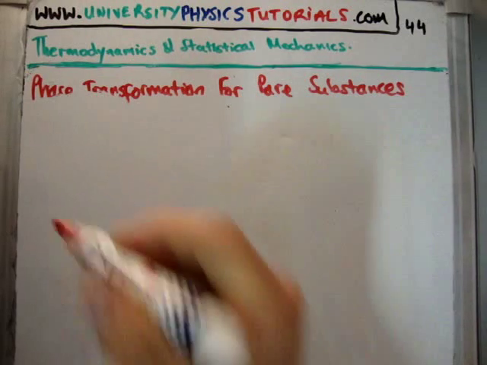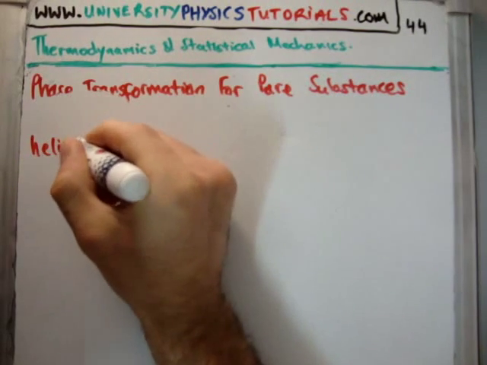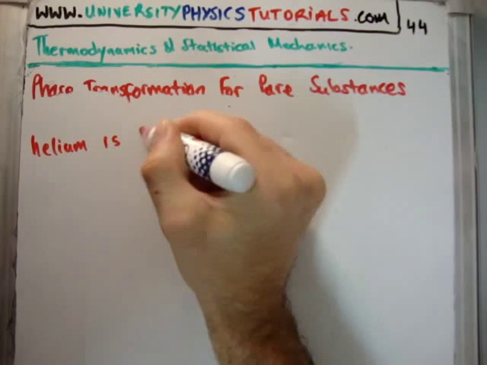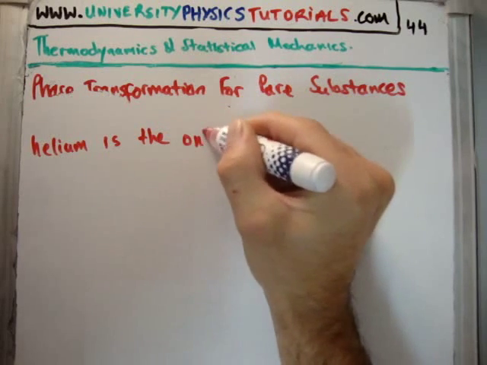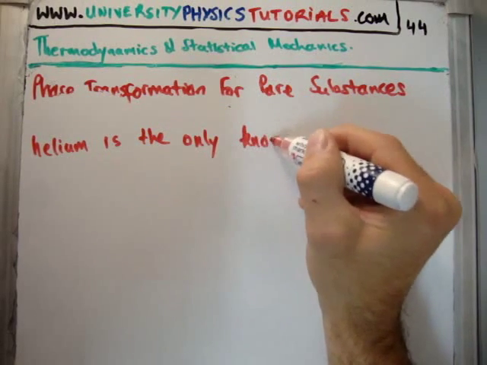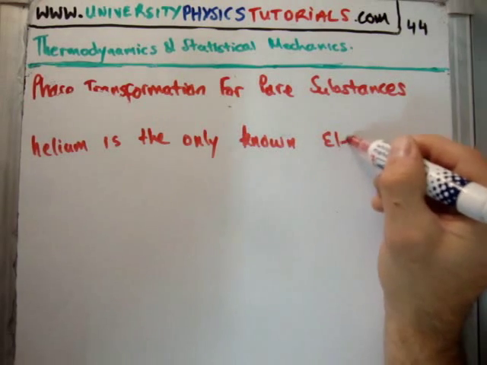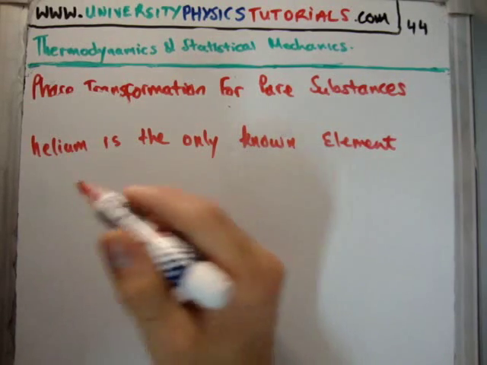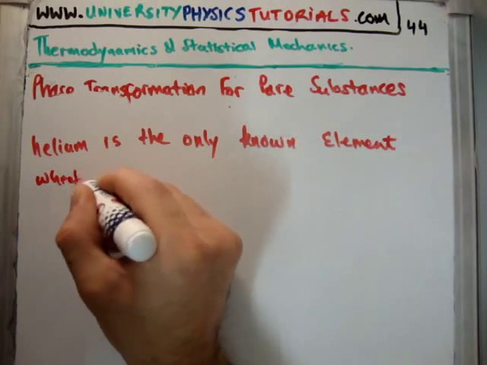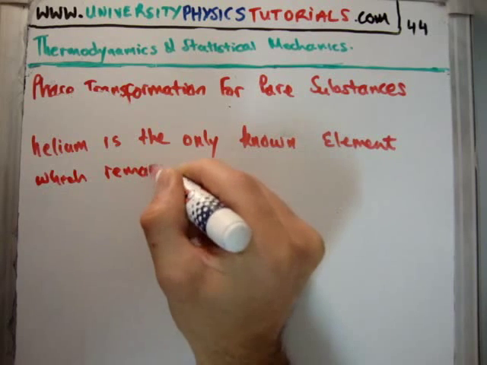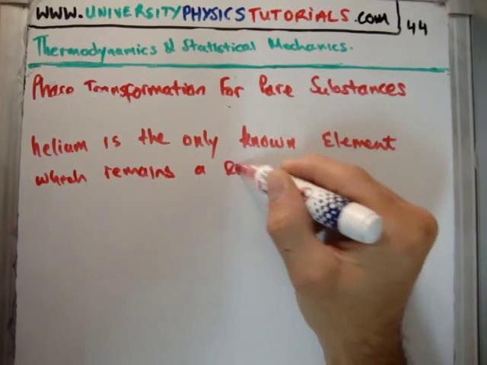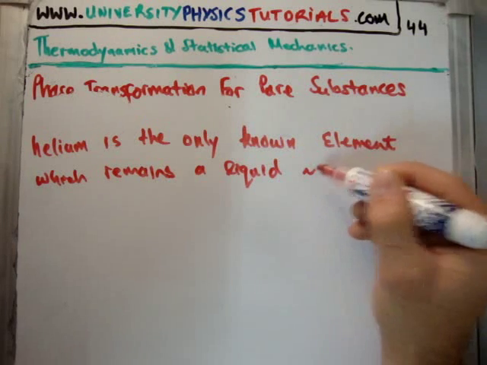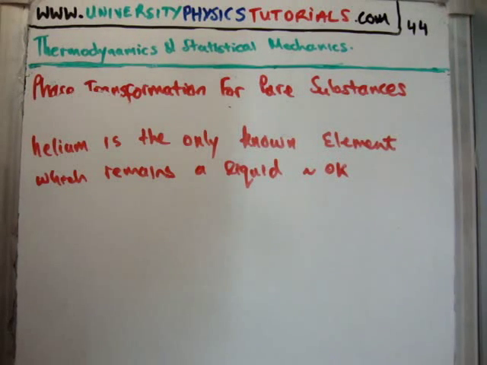Next, the next piece of information I'd like to give you is that helium is the only known element which remains a liquid at zero Kelvin. It remains a liquid, let's say, approximately zero Kelvin, because we still can't get to zero Kelvin, the laws of thermodynamics do not allow, but we do get awfully close, that's for sure.